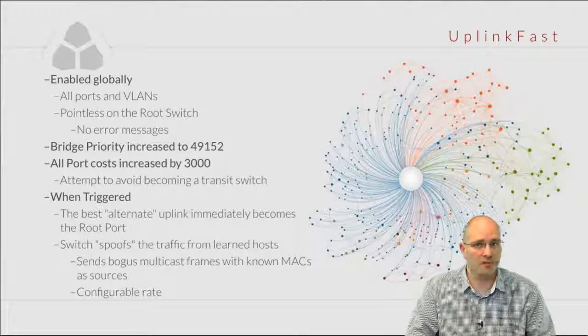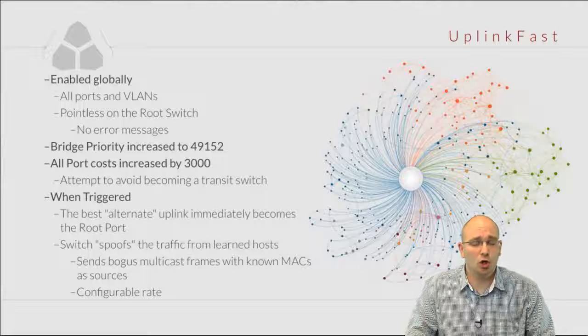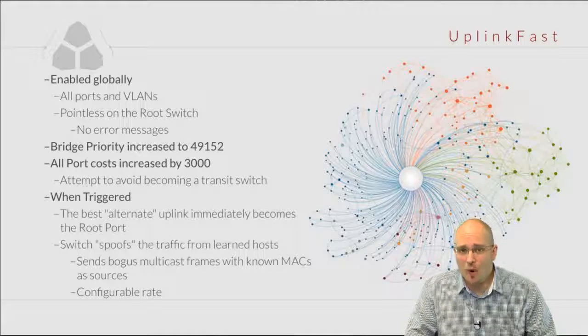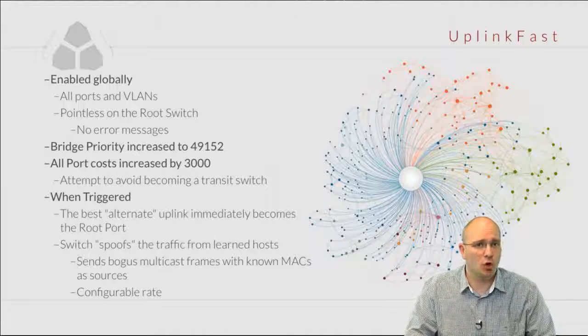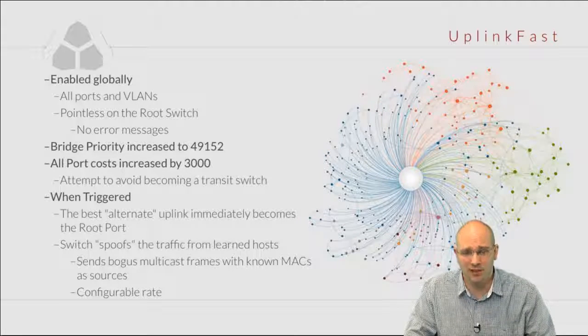Let's take a look at UplinkFast first. UplinkFast is a feature that needs to be enabled globally on the switch. When it's enabled, it is going to be enabled on all the ports and all the VLANs on the switch. I should point out that configuring UplinkFast on the root switch is completely pointless and should be avoided.